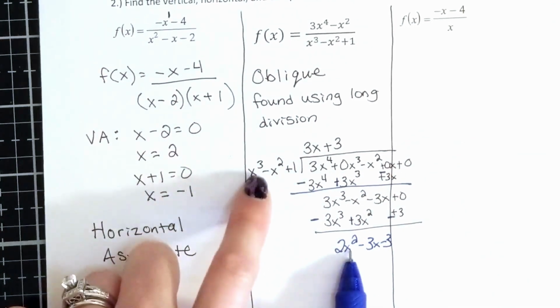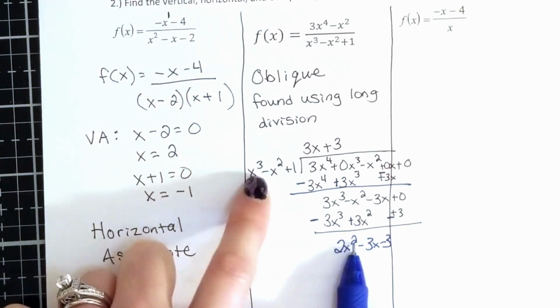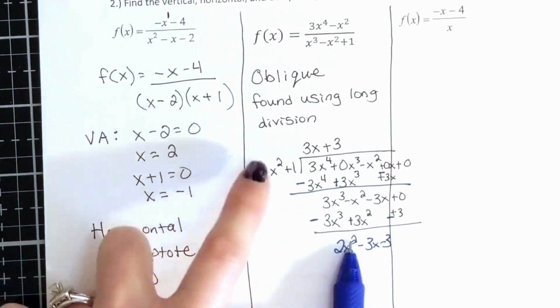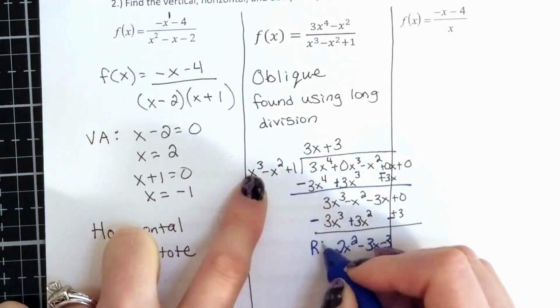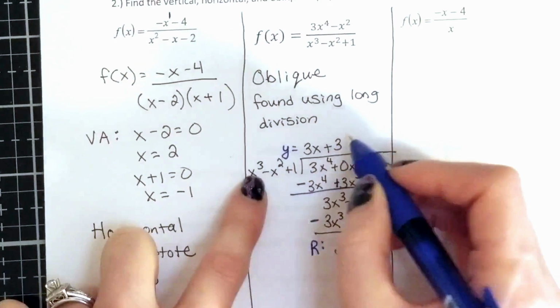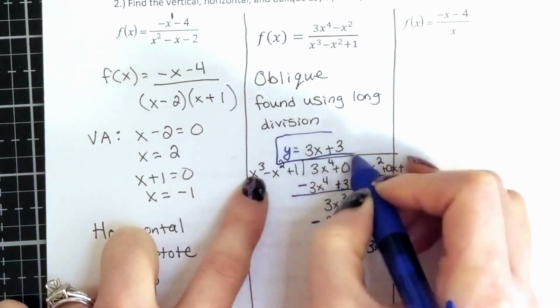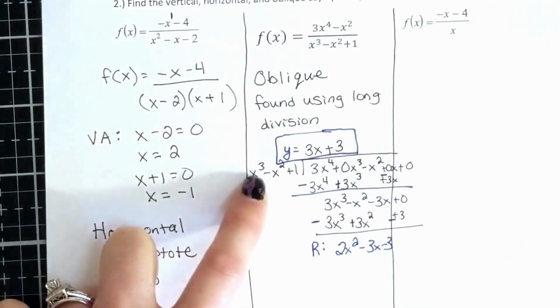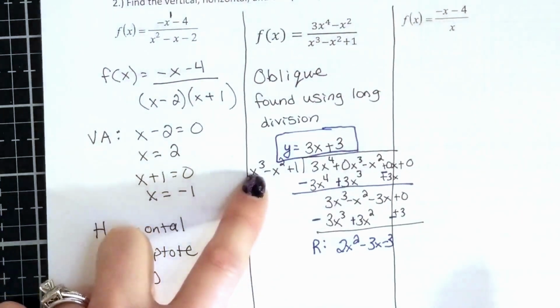Okay, now look at your exponents. This is 2 and this is a 3. This is less than this. So all of this is the remainder. And your oblique would be the equation y equals 3x plus 3. So that would be your answer for your oblique asymptote.